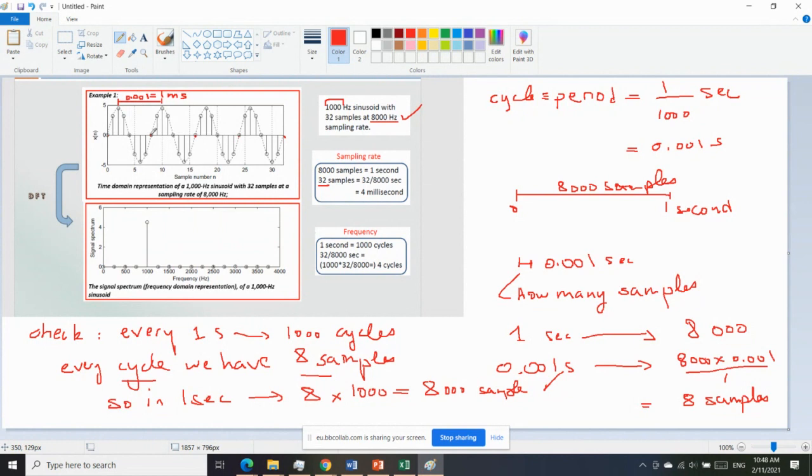فعندي هنا 1 ملي second, another ملي second, another ملي second, another ملي second, 4 ملي seconds. 4 ملي seconds, 32 samples. If you apply the DFT, here is what you get.